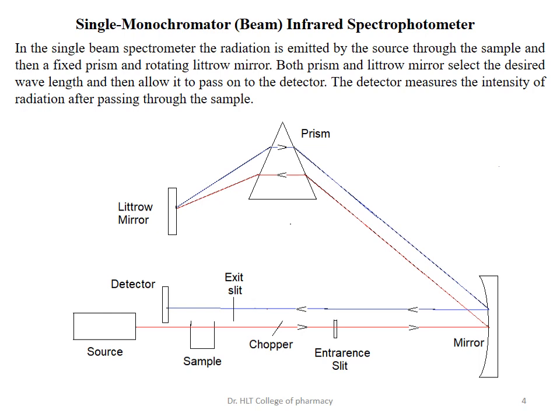This is the diagram of a single beam infrared spectrophotometer. As you can see, a beam of light passes directly to the sample and then to the mirror, to the prism and to the retromirror. Both the prism and retromirror select the desired wavelength, and then it is allowed to pass to the detector, and the detector gives the signals.